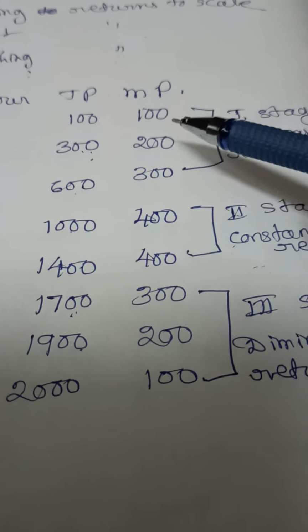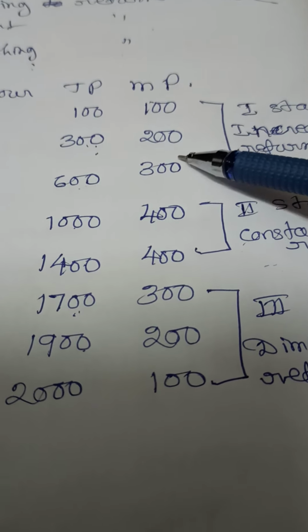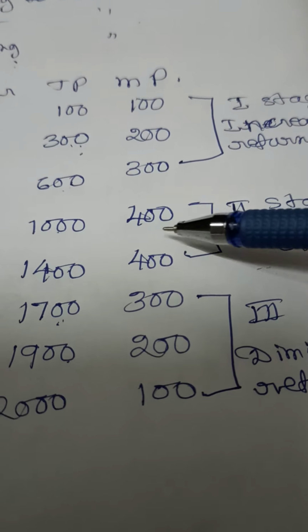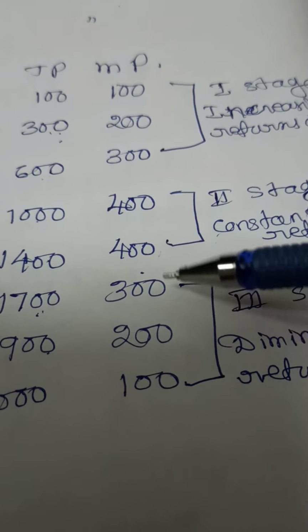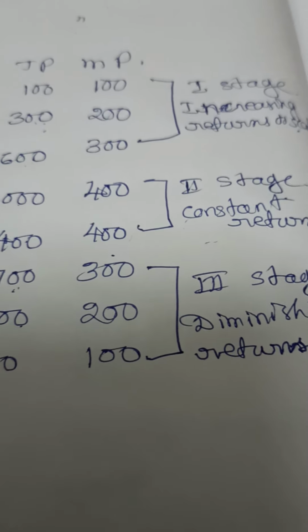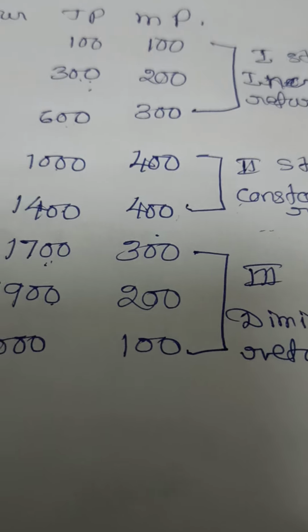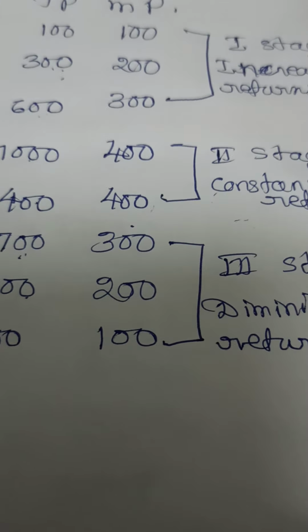So now in the first stage, the marginal product is increasing: 100, 200, 300. That is the increasing return to scale. Then this 400, 400 remains the same. That is the constant return. Then decreasing, 300, 200. That is the third stage, diminishing return. Then after this, you have to explain the stages: first stage, second stage, third stage.